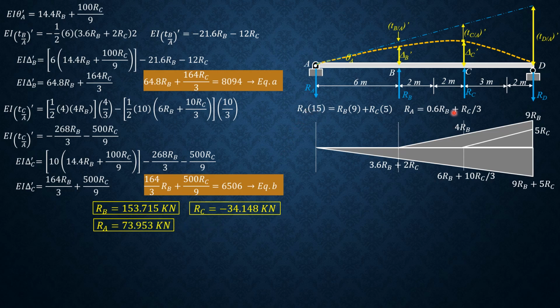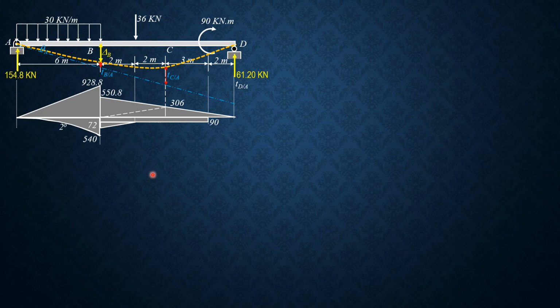Not this one, because this is the reaction due to RB and R sub C. And RD by statics was 22.480 kilonewtons. So that's it for this method, area moment. The next basic method is by conjugate beam method.